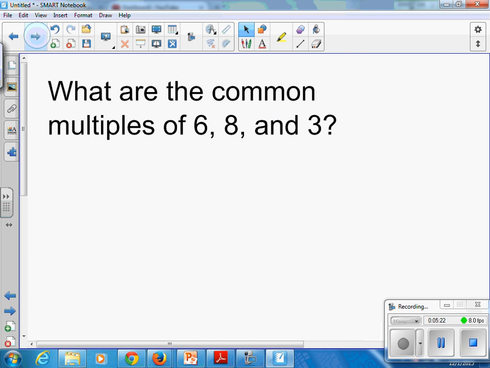Okay, for homework, this is your exercise. What are the common multiples for 6, 8, and 3? Remember, first do the list of multiples for each number and then see which ones are common. One number is fine. You don't have to extend the list too much. One common multiple is enough.